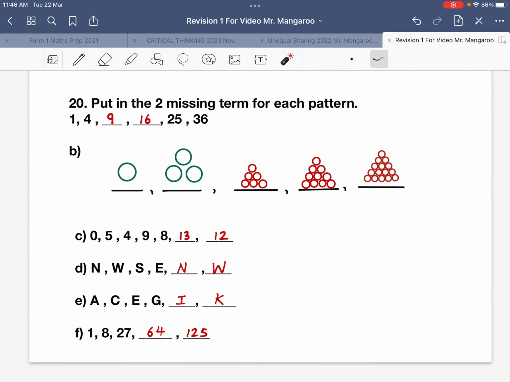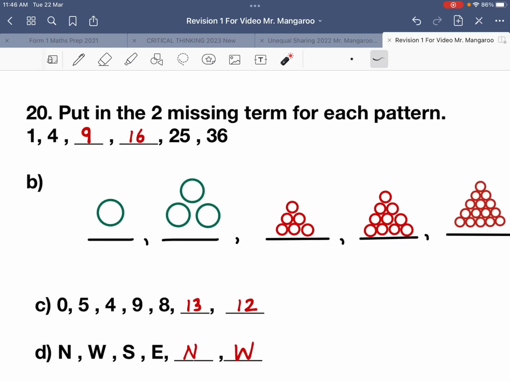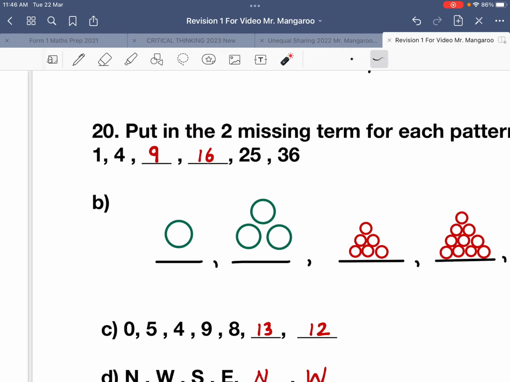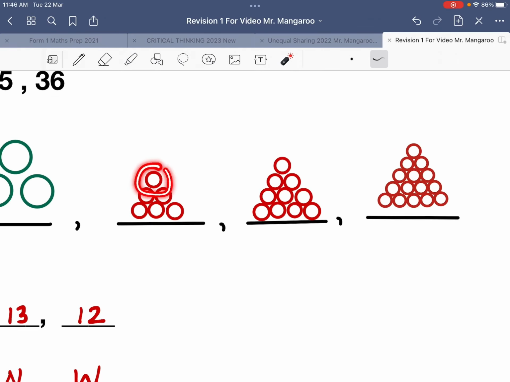Patterns. Putting the missing term or terms for each pattern. So here we have squared numbers. 1 squared is 1, 2 squared is 4, 3 squared is 9, 4 squared is 16. Next we have these triangular patterns. Right, so we can see that we are starting with 1 on top, then we are increasing by 1, 1 plus 1 is 2, then 2 plus 1 is 3, so each row below has 1 more.